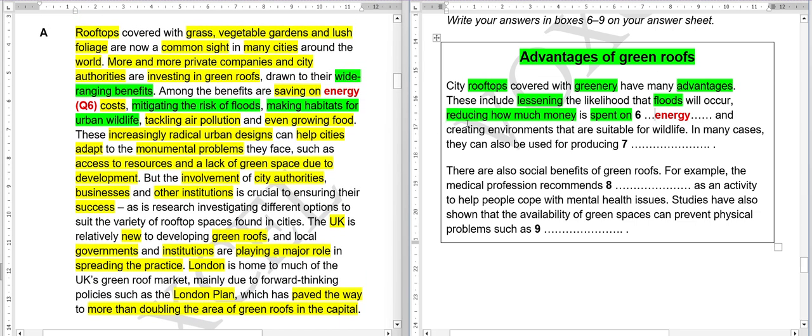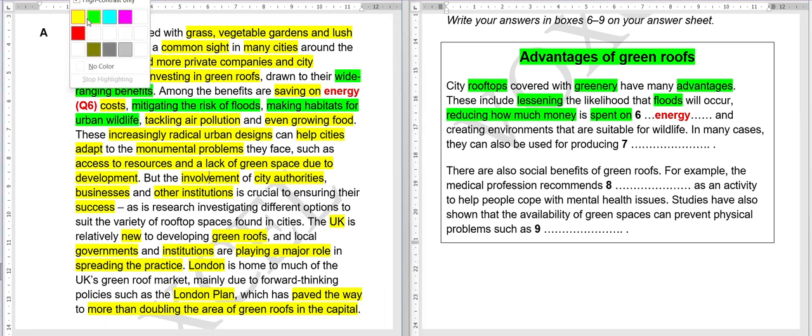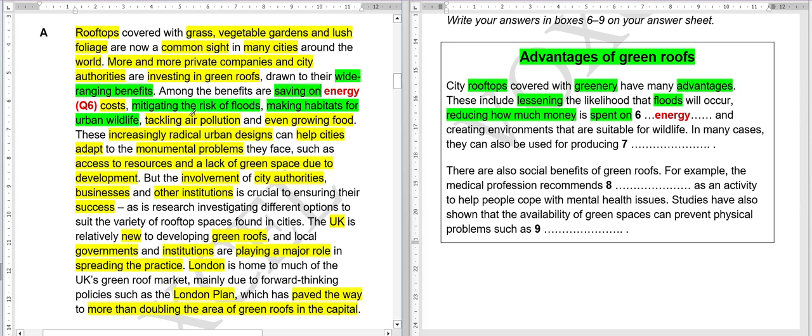So they're saying that reducing how much money is spent on. So we have to find out something on which we are spending less money. So here they're saying saving on energy cost. So again, you're saving money on energy cost. So obviously you are spending less money on energy. I hope it is clear. Let's see the seventh if this is given in this paragraph or not.